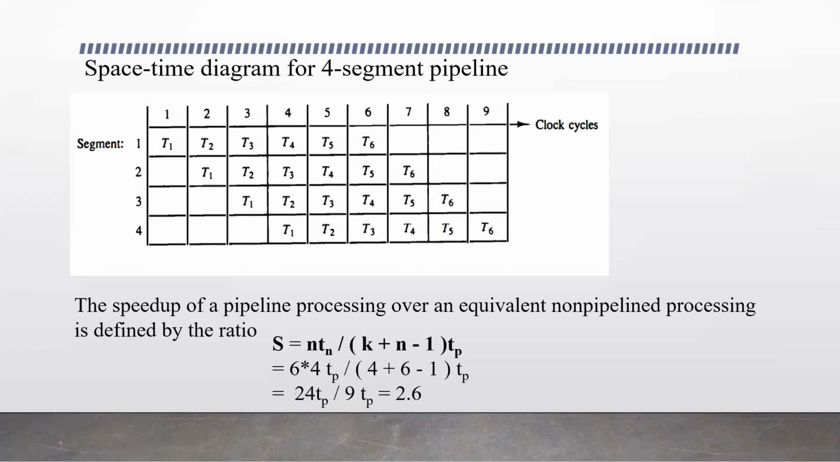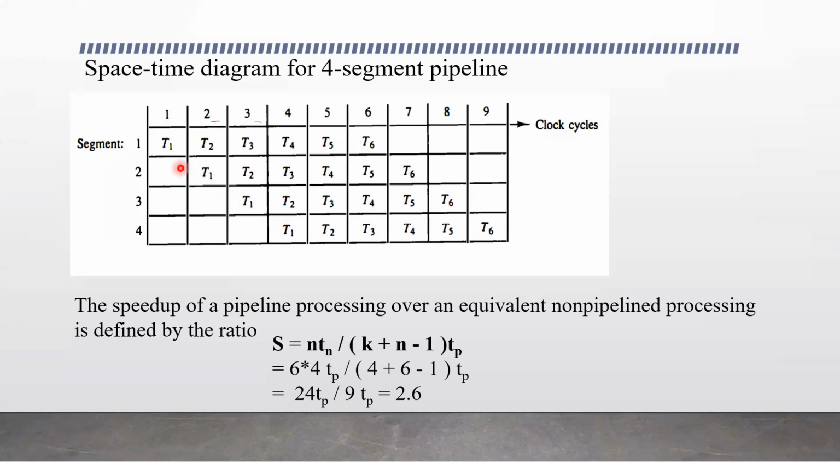The behavior of a pipeline can be illustrated with a space-time diagram. We have seen the 4-segment pipeline, and this is the space-time diagram for the 4-segment pipeline to understand its behavior. The horizontal axis displays the time in clock cycles: clock cycle 1, 2, 3, 4. The vertical axis gives the segment number. And we have 6 tasks, T1, T2, T3, T4, T5 and T6, and each task is divided into 4 sub-operations.